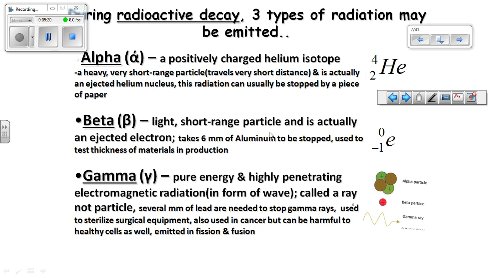Whenever you have those isotopes, their nuclei become unstable and they start to break down. These are some different ways that that particle can decay. It can either decay and become an alpha particle, beta particle, or a gamma ray.